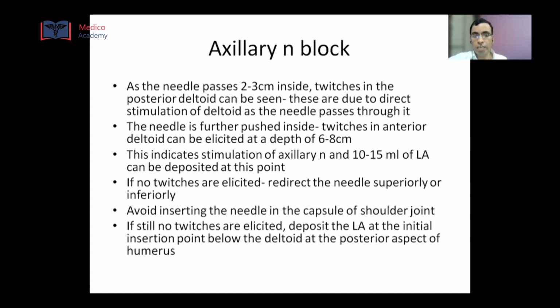If no twitches are elicited, redirect the needle either superiorly or inferiorly. We should be careful while redirecting the needle superiorly as it may enter the capsule of the shoulder joint. If no twitches are elicited even after redirecting the needle, we should deposit the local anesthetic at the initial insertion point just below the deltoid at the posterior aspect of humerus.